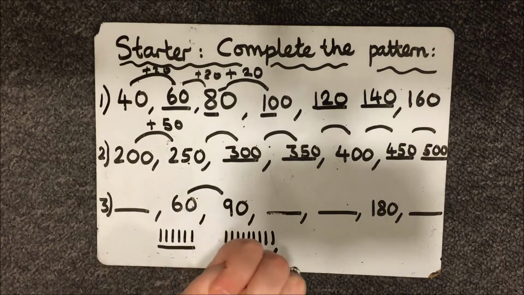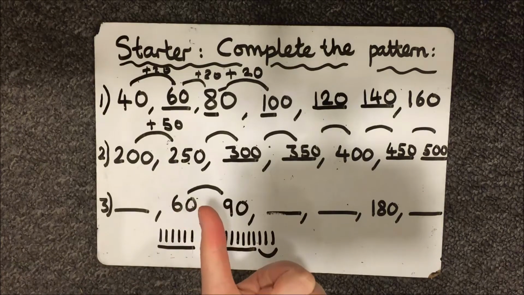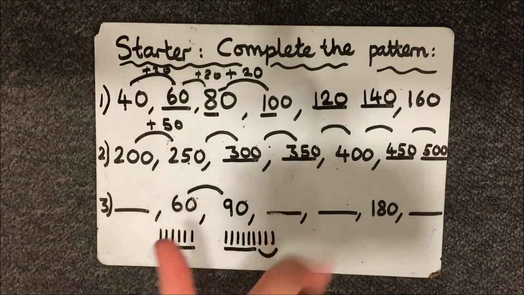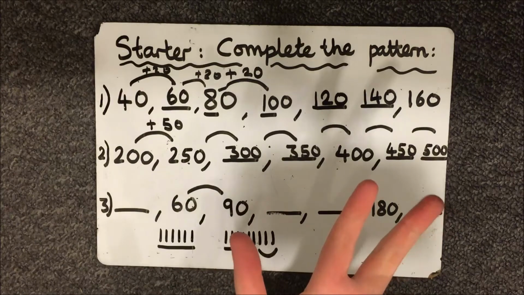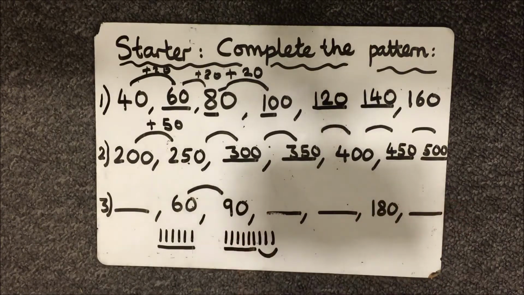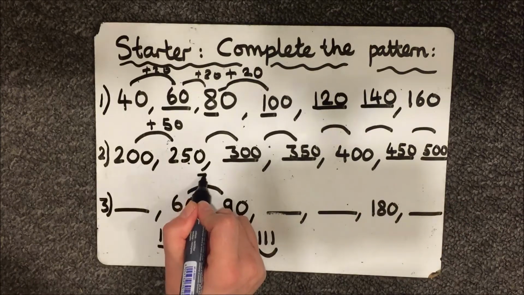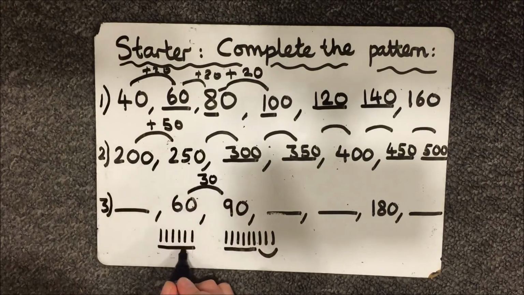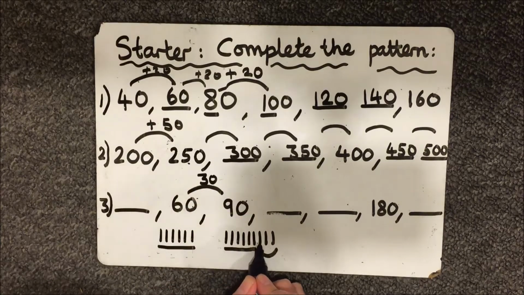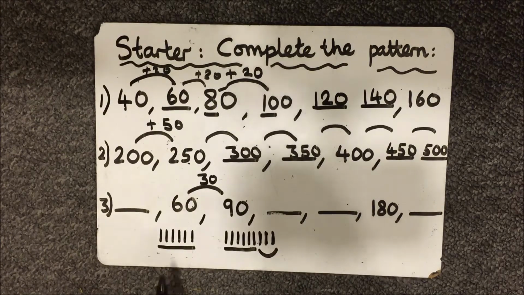Let's count on 10. Ready? 70, another 10, 80, another 10, 90. How many tens have we counted on? That's right. We've counted on 3 tens, which is 30. And if you look from 60 to get to 90, we've added on 1, 2, 3 tens. Is there another trick you could use to help you?